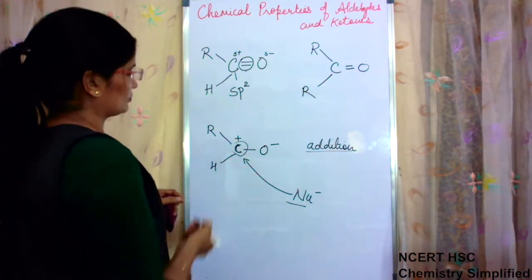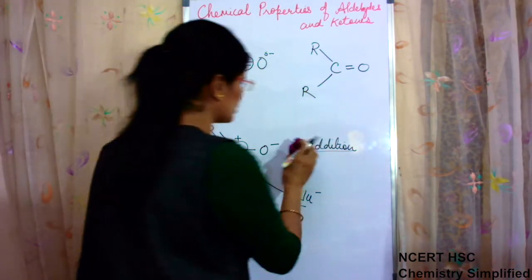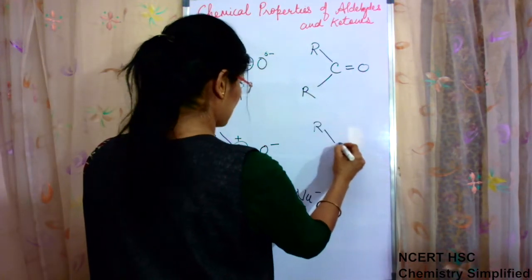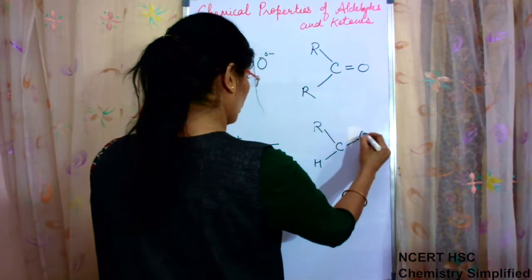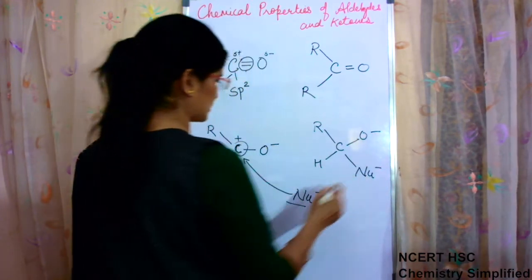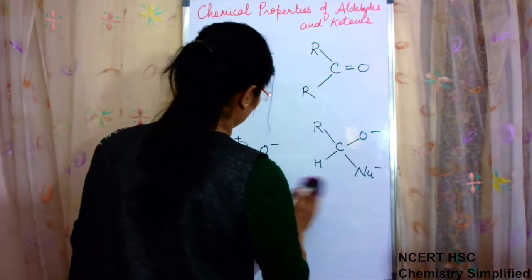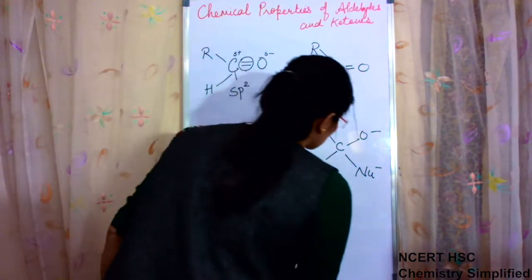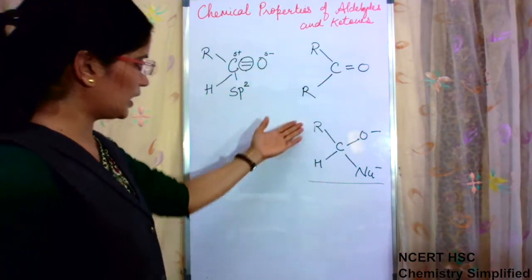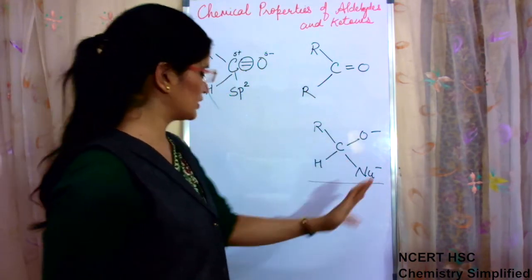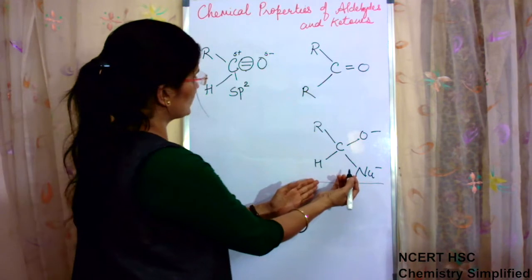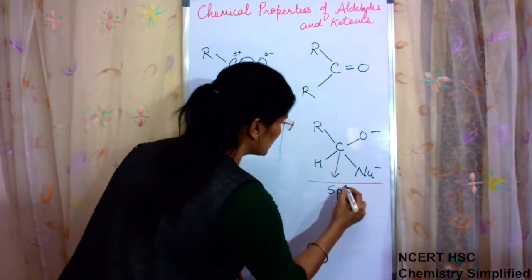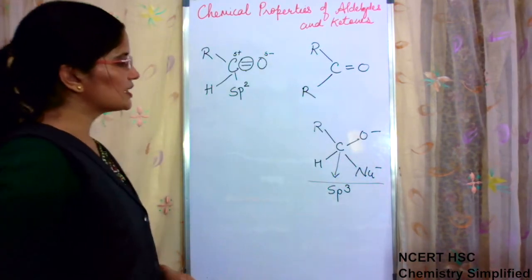Once the nucleophile has attacked on it, in that case what will happen? R, C, H, O negative, and the nucleophile has attacked. Once this intermediate is formed, R, H, one bond with O negative, nucleophile has attacked. Now the hybridization of this carbon atom is no longer sp2. Now it has become sp3 because all four bonds are single.